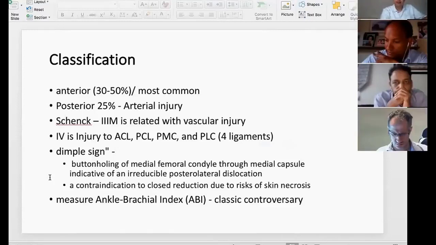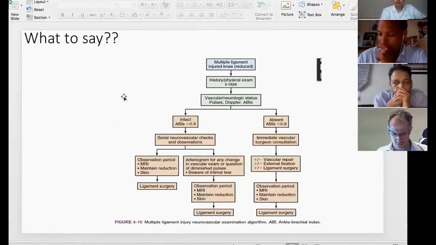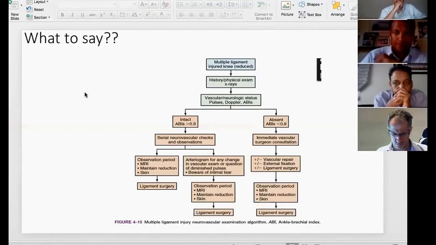The classic controversy here is the measurement of the ankle brachial pressure index. Even Miller has given this chart, and it says that if the ankle brachial pressure index is more than 0.9, you can do serial neurovascular checks and do not need any vascular examination, CT, arteriogram, or duplex scan.